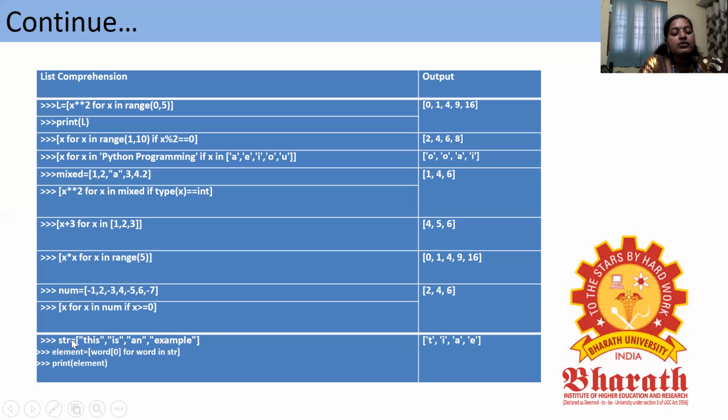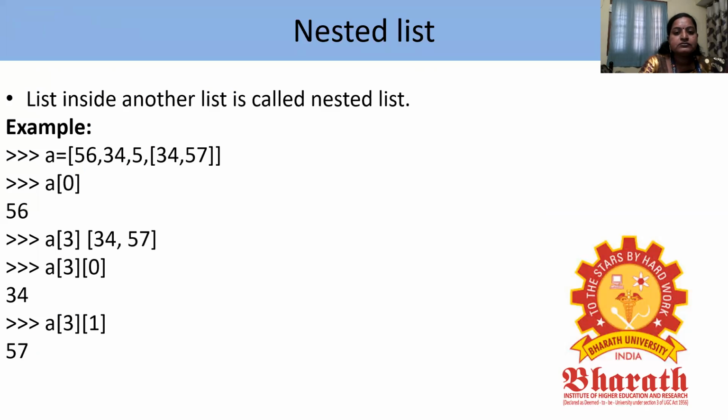And then one more example, str equal to, I'm having a string. This is an example, everything I consider as a single string. In this string, from each word I'm going to take the first letter, the 0th position letter. So it will print TIAE, like that it will print.